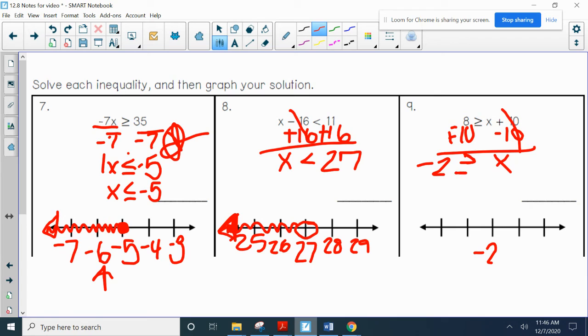So we have negative 2 is greater than or equal to x. So negative 2 is bigger. So what that tells me is that x needs to be smaller than negative 2. So we know all of our numbers smaller than negative 2 go this direction. We know that it can be negative 2, so we're going to fill it in.